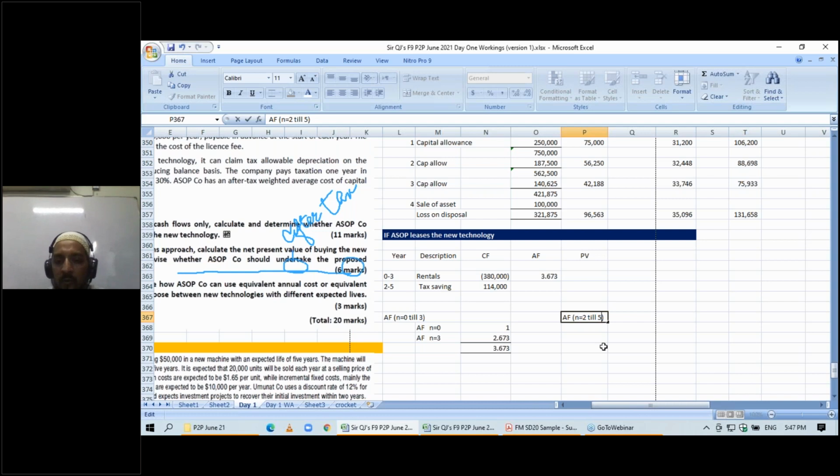Now, how will we calculate this one? Again, the annuity fraction starts from year 1, 1, 2, 3, 4, 5, but we don't need year 1. We just need the year 2, 3, 4, and 5 annuity fraction. So first we will pick the annuity fraction when n equals 5, and this is at 6%, 4.212, and then deduct the annuity fraction when n equals 1 from it.